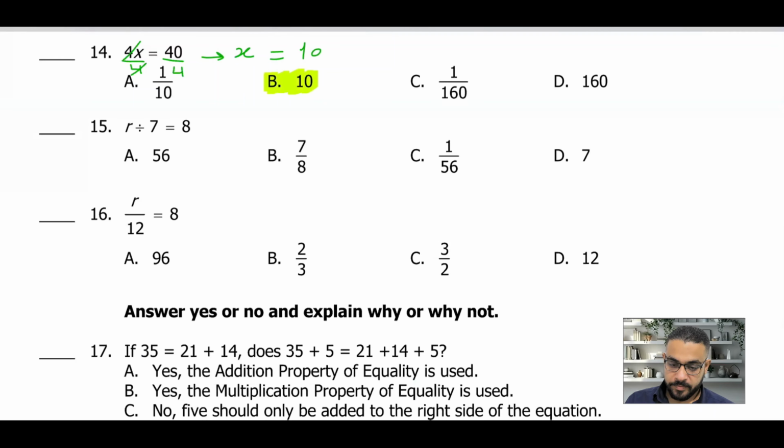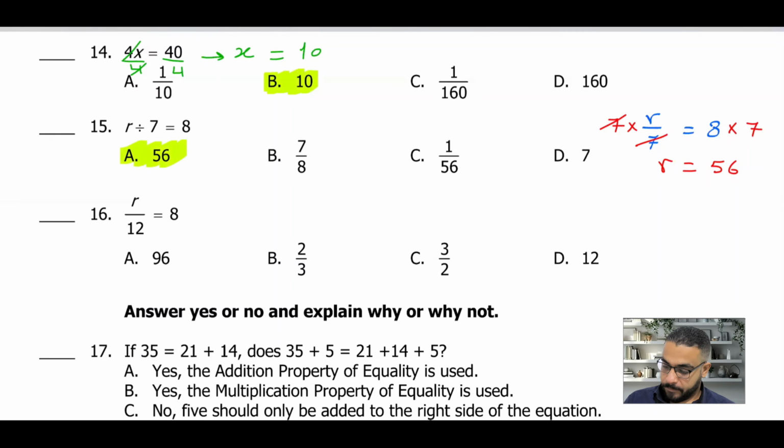Number 15, r divided by 7 equals 8. I like to write it in this form. Mentally, you can calculate it easily. It's 56. 56 divided by 7 equals 8 because 7 times 8 equals 56, right? With the steps, I have to cancel this 7. So I'm going to multiply by 7 here and multiply by 7 here. So canceling those two numbers, r equals 56, as we said before. Easy.